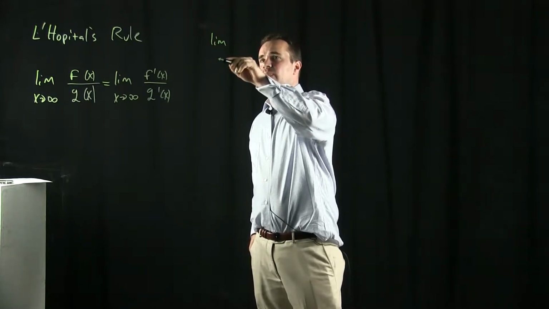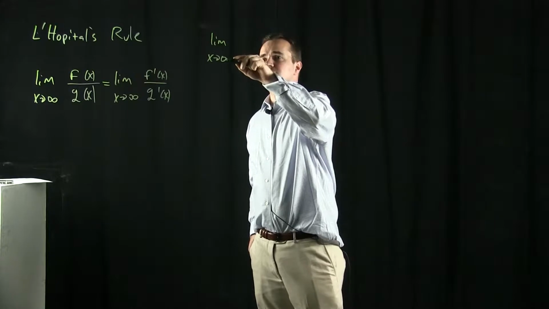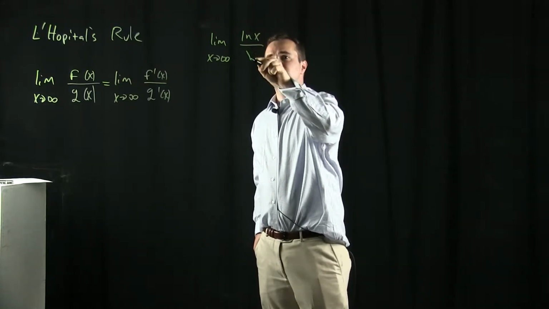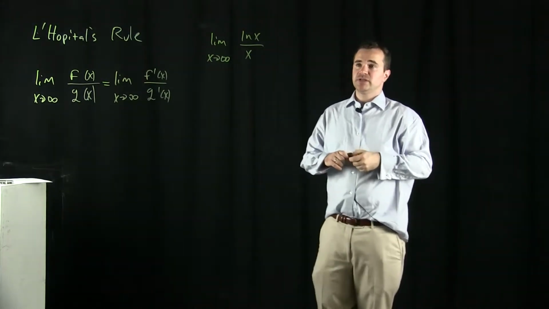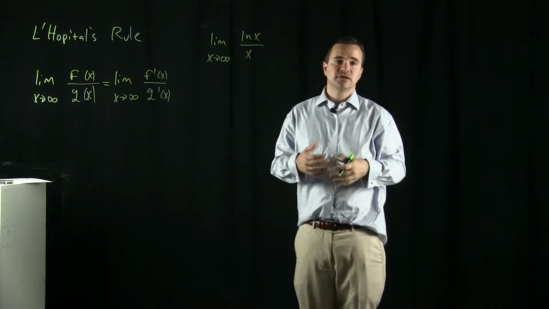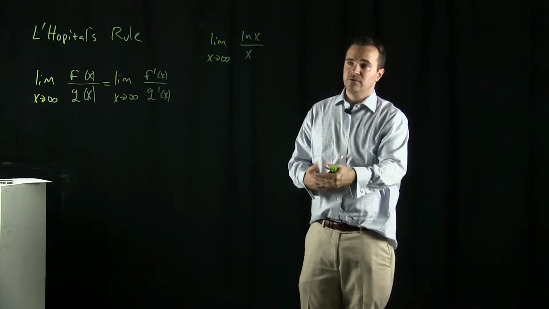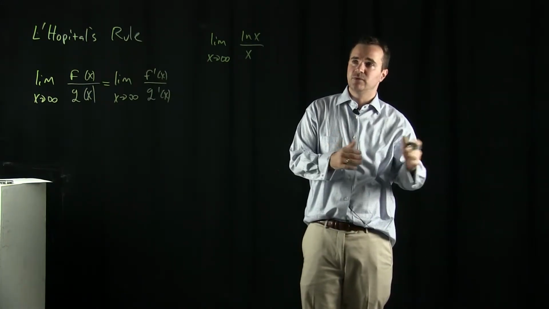So let's take, for instance, the limit as x goes to infinity of natural log of x over x. And what we're trying to investigate here is something that you'll hear people call the asymptotic behavior. In other words, the behavior as the x values in the domain go to infinity.